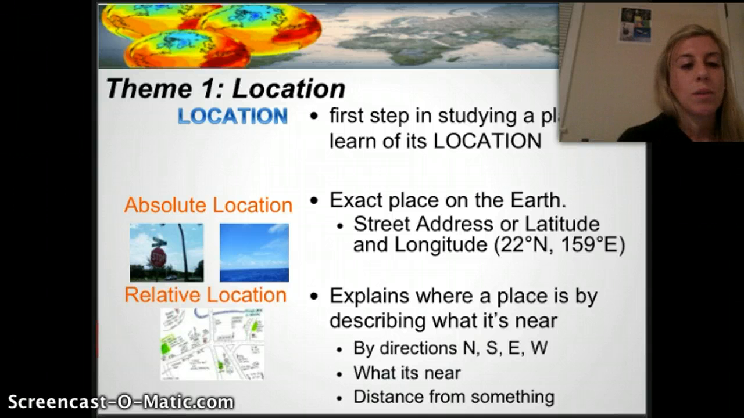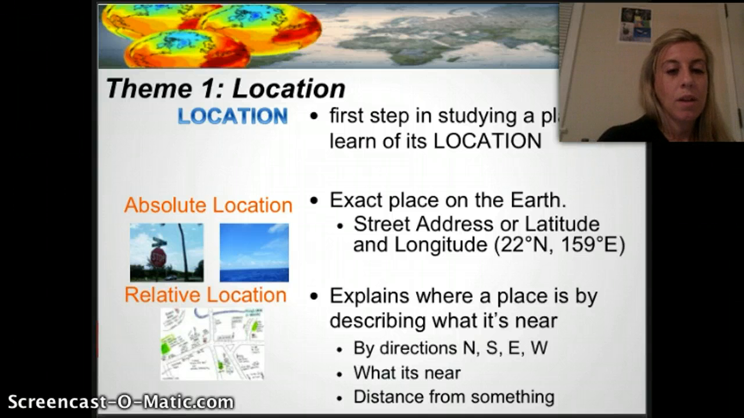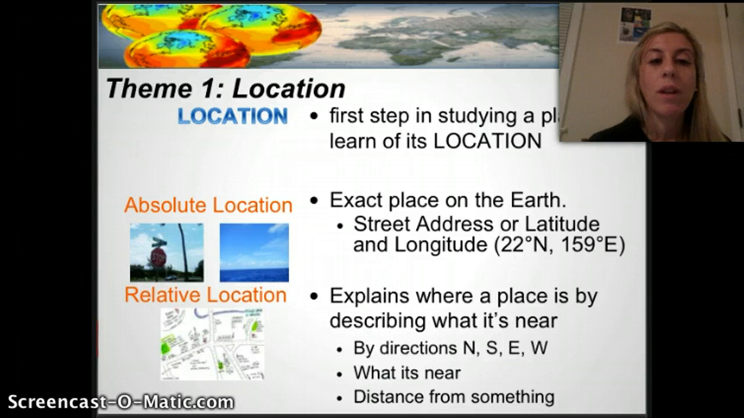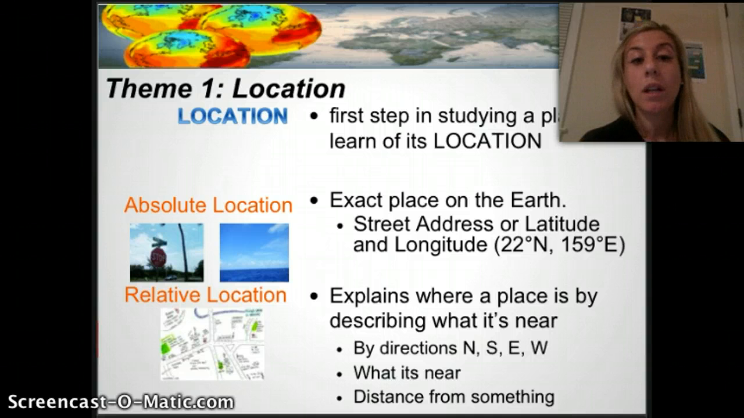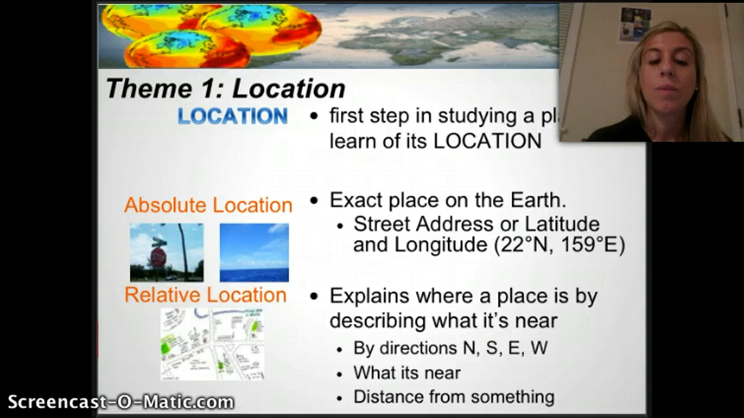So that is absolute location. If you're talking about relative location, again, describing a place based on what it's near, you would give cardinal directions like north, south, east, or west, or explain something that it's near or a distance from something. So for example, I live east of Ballackinwood, or Ballackinwood is near Kinwood Elementary. So that would be a relative location.